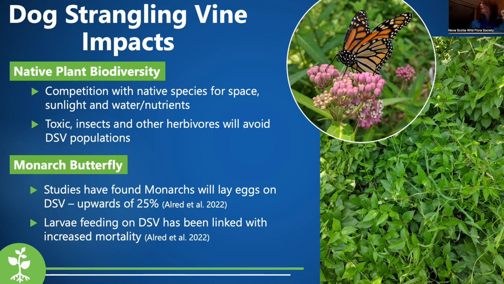And so these numbers here, where it's laid up to 25%, these are in natural areas where it has both milkweed as well as dog strangling vine present. And these are the higher end values that they were finding in that study.